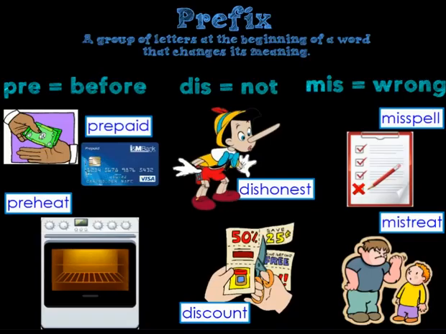Fantastic! Thanks for learning about prefixes with me today. Remember, a prefix is a group of letters at the beginning of a word that changes the word's meaning. Today, we learned 3 prefixes. We learned the prefix pre, which means before, dis, which means not, and mis, which means wrong.